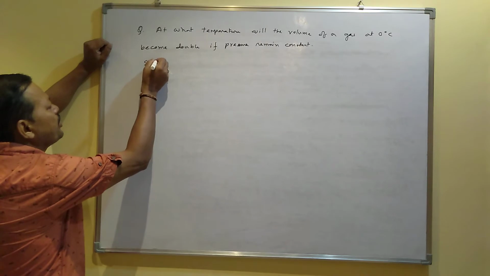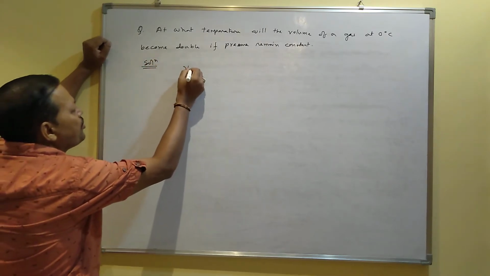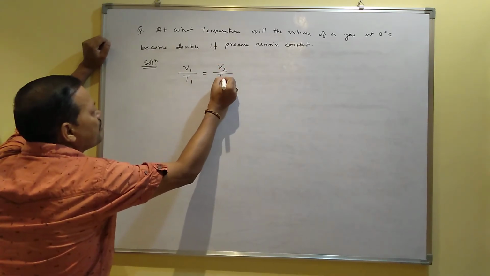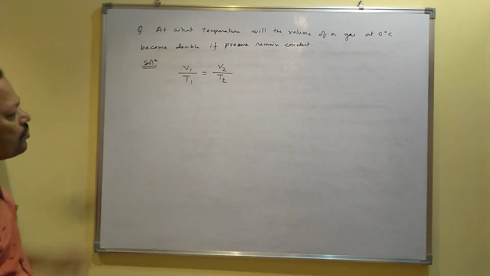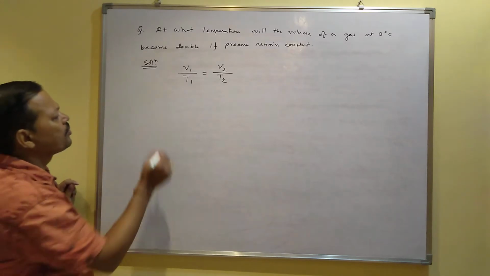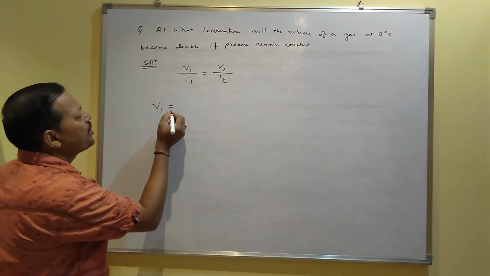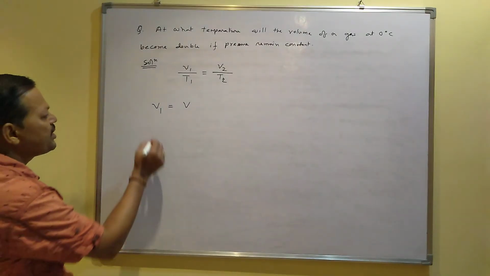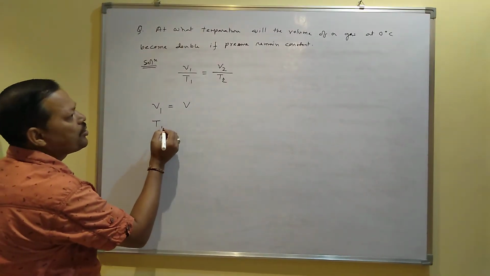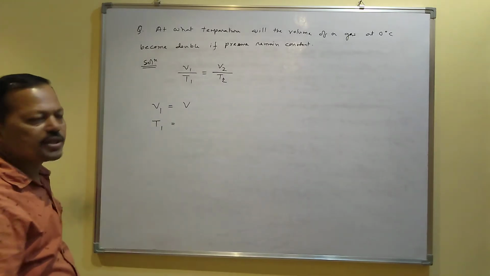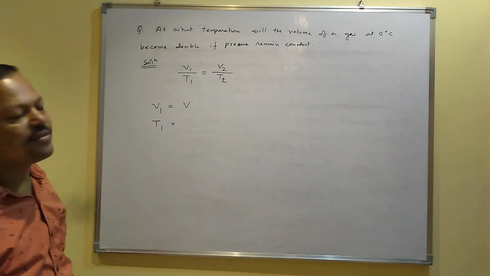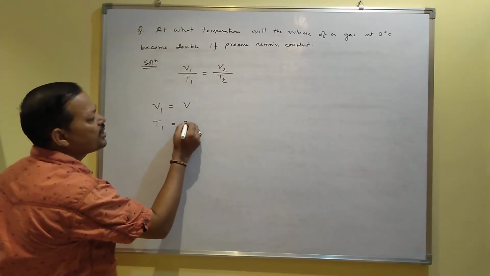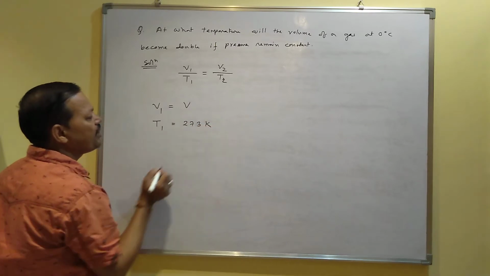As you know, V1 by T1 is equal to V2 by T2. Here the initial volume is not given, so you consider it as V. Suppose initially the volume is V and the temperature is 0 degree Celsius, but capital T always represents Kelvin temperature. So if the temperature is given in degree Celsius, you have to convert it to Kelvin. So 0 degree Celsius means 273 Kelvin.